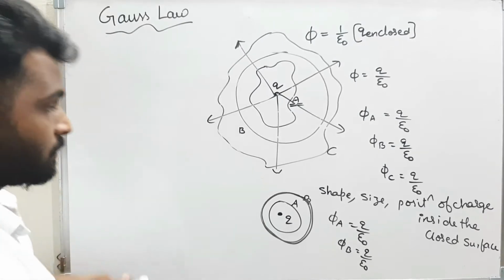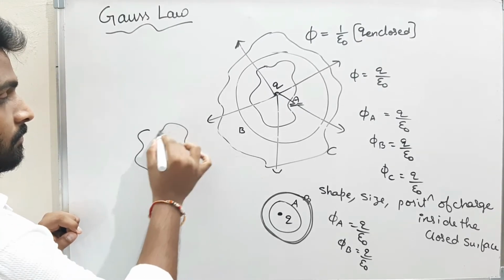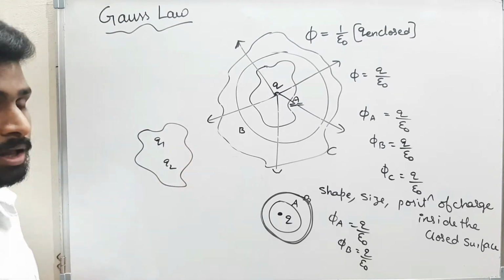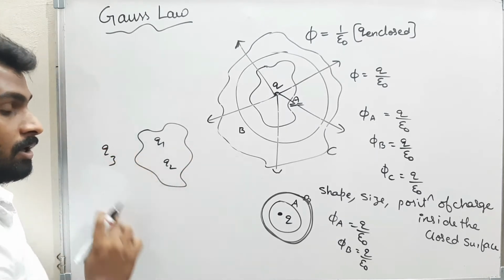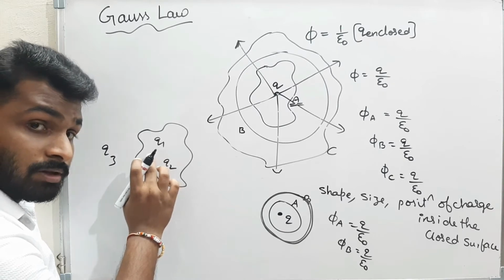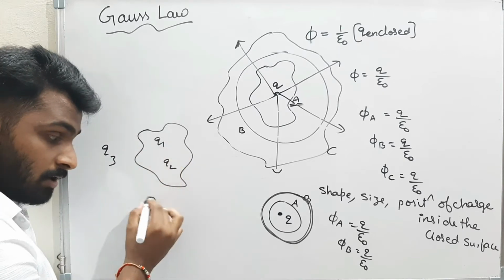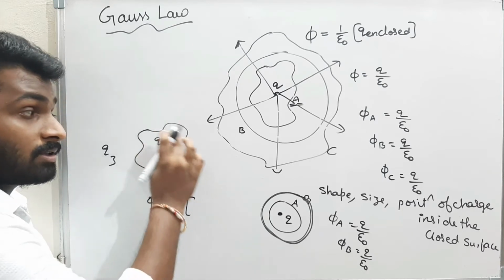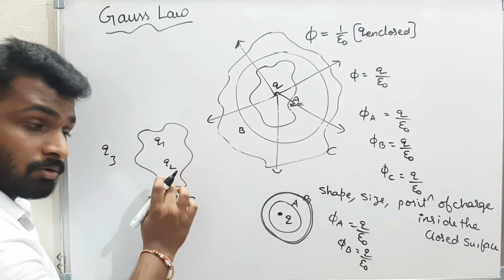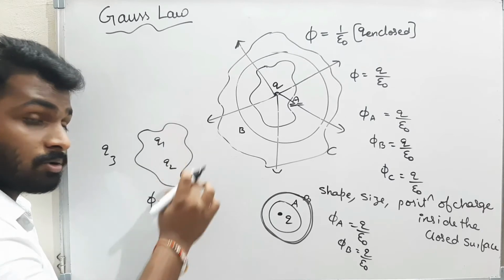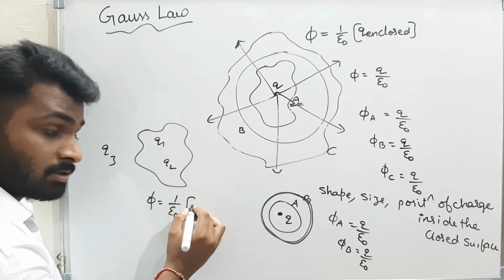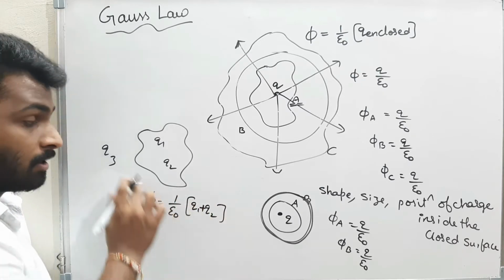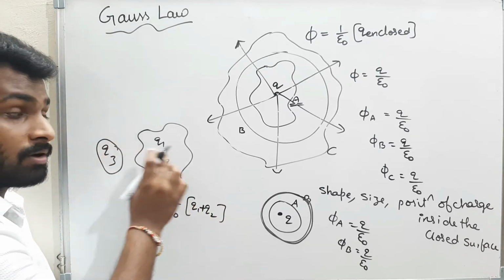If this is some closed surface, and inside this closed surface the charges are Q1 and this is Q2, and outside the charge is Q3. Now what is the flux associated with this closed surface? The flux associated with this closed surface is nothing but 1 by epsilon naught times the charge enclosed. What is the charge enclosed? Q1 and Q2. These Q1 and Q2 both are present in this closed surface. Therefore the charge enclosed is Q1 plus Q2. That's all. This Q3 won't give any flux through this closed surface.